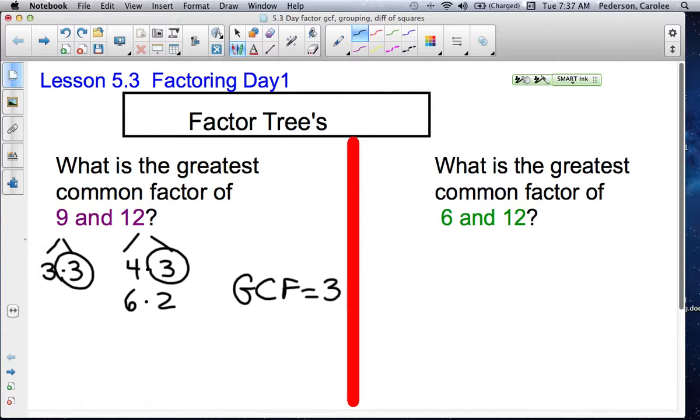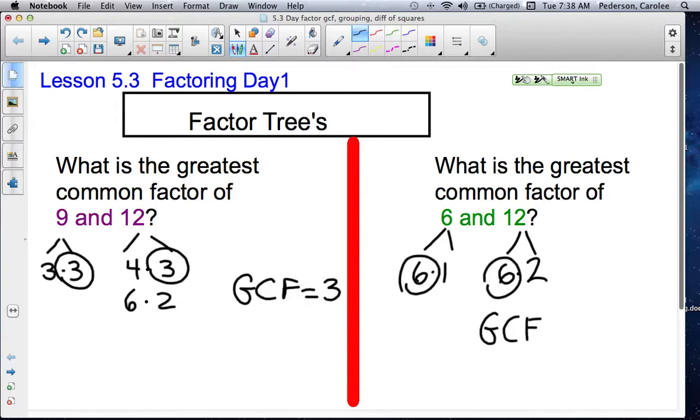Let's go over to this question on the right. What is the greatest common factor of 6 and 12? Well, if I break down 12 as 6 times 2, and I break down 6 as 6 times 1, the greatest common factor is 6. So for short, we call that the GCF.